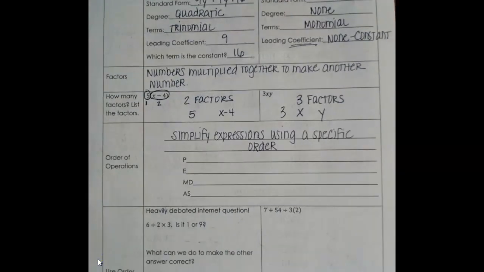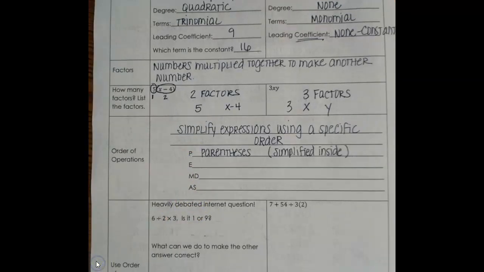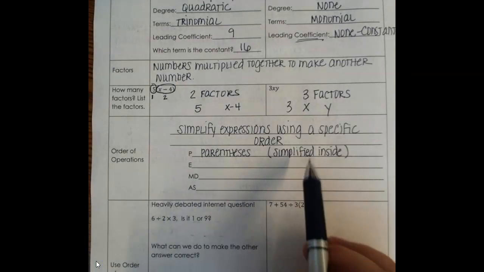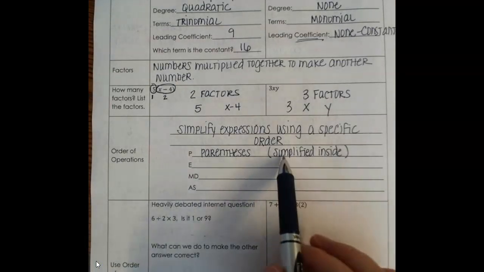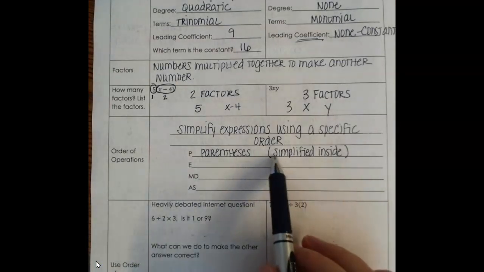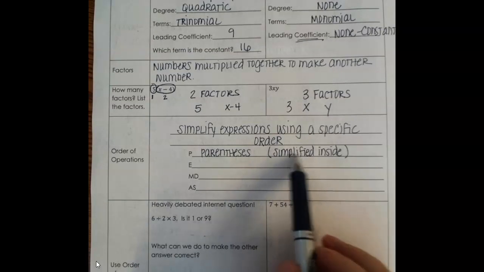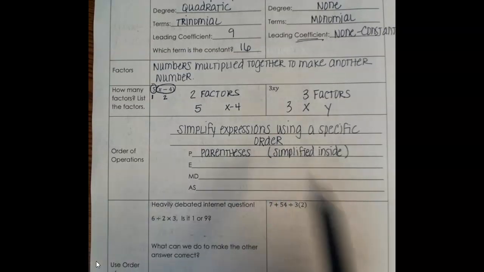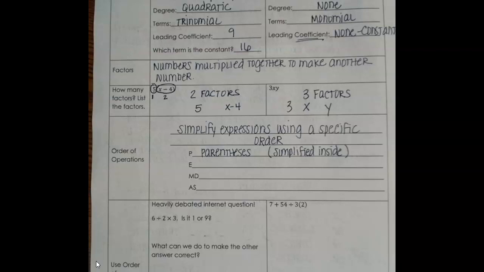Real quick review on order of operations. Order of operations is when you simplify expressions using a specific order. And a lot of times we use the mnemonic PEMDAS. The P stands for parentheses or any other grouping symbol. Anything inside the parenthesis needs to be simplified, meaning there's nothing else that you can do to it.